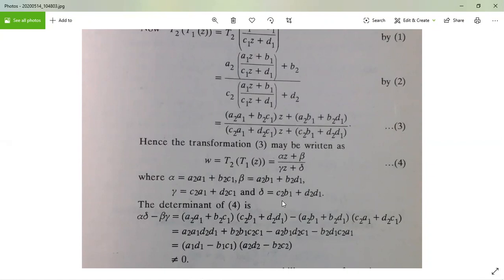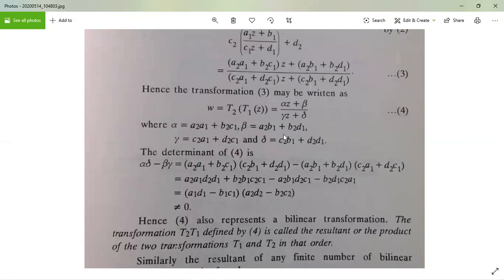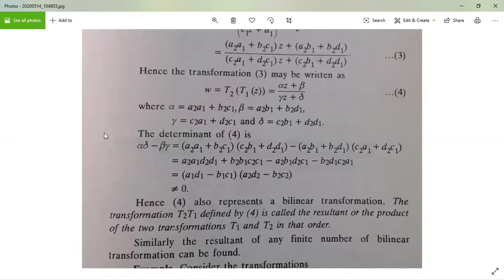Now, the determinant of 4 is given as alpha delta minus beta gamma, which equals (a1 d1 minus b1 c1) into (a2 d2 minus b2 c2), which are already defined, and is not equal to 0. Hence, the 4 represents a binary transformation.